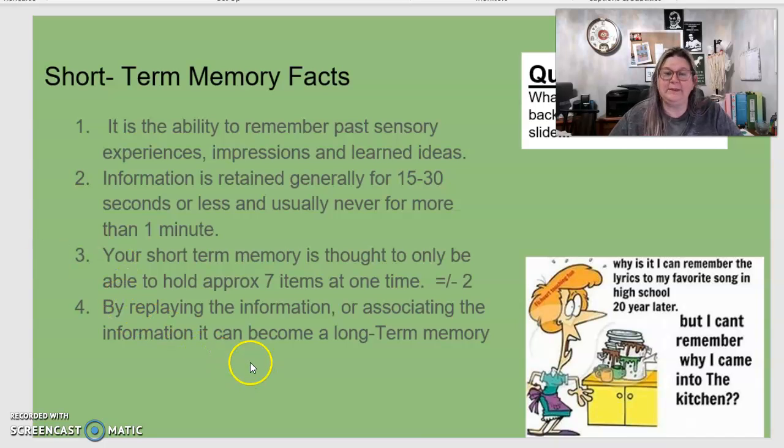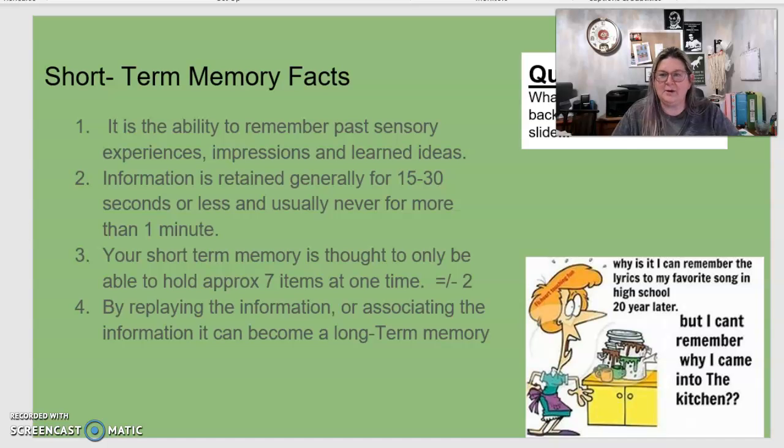Also, by replaying the information or associating the information, it can become a long-term memory. So say that someone gives you a 501 area code phone number. Well, you're from Arkansas, so 501 means they're from Arkansas. So you no longer really have to repeat that over and over again because you're able to recall information from your long-term memory. So you just have to work on the 6 digits, saying them over and over again.